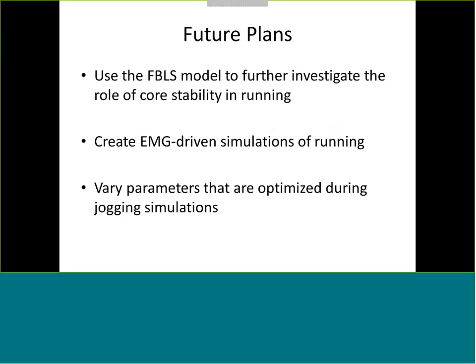So we plan to use our full body lumbar spine models to further investigate the role of core stability in running in a few different ways. We also are interested in possibly creating EMG-driven simulations of running, as well as experimenting with varying different parameters that are optimized during the jogging simulation.